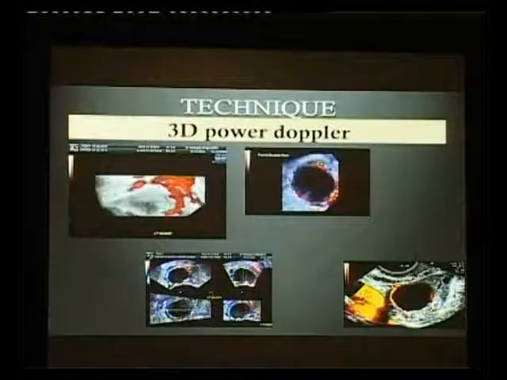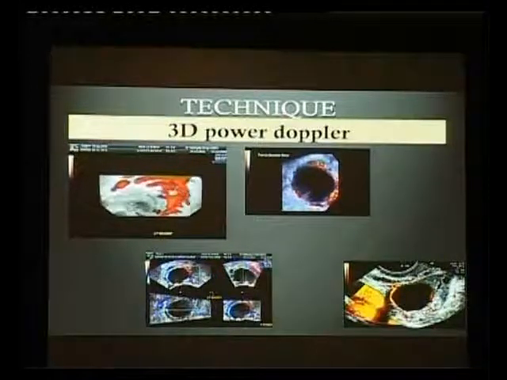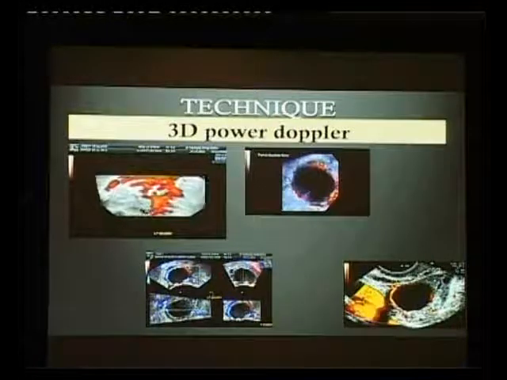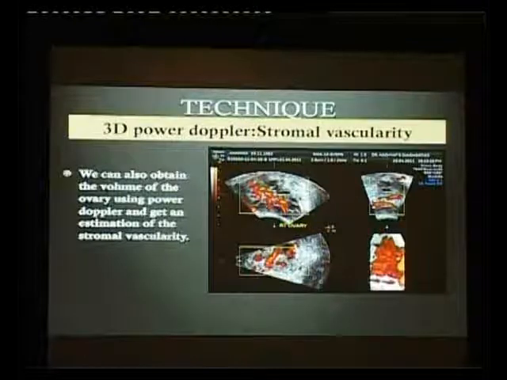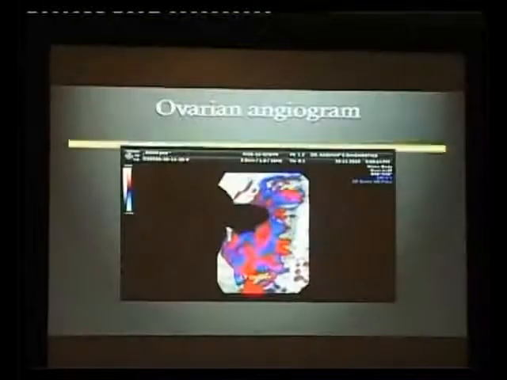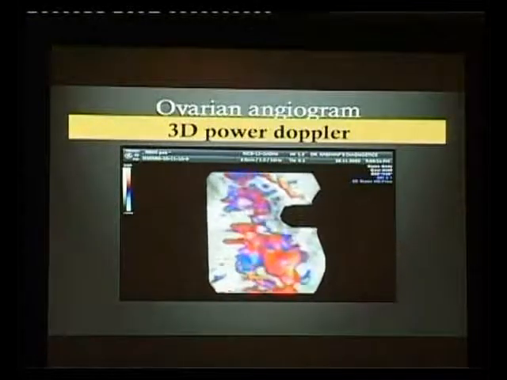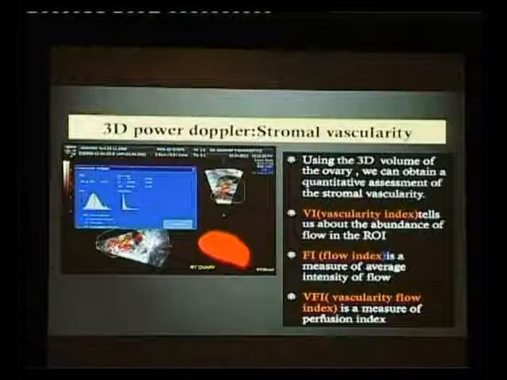So now we can rotate the ovarian volume once we take the power Dopplers so that we can see the vascularity all around, and thus we can even pick up the perifollicular blood flows. So we can obtain the volume of the ovaries using power Doppler and the stromal vascularity. We can thus have ovarian angiograms also. And what is more important is that we can have a quantification of the vascularity in the ovaries.